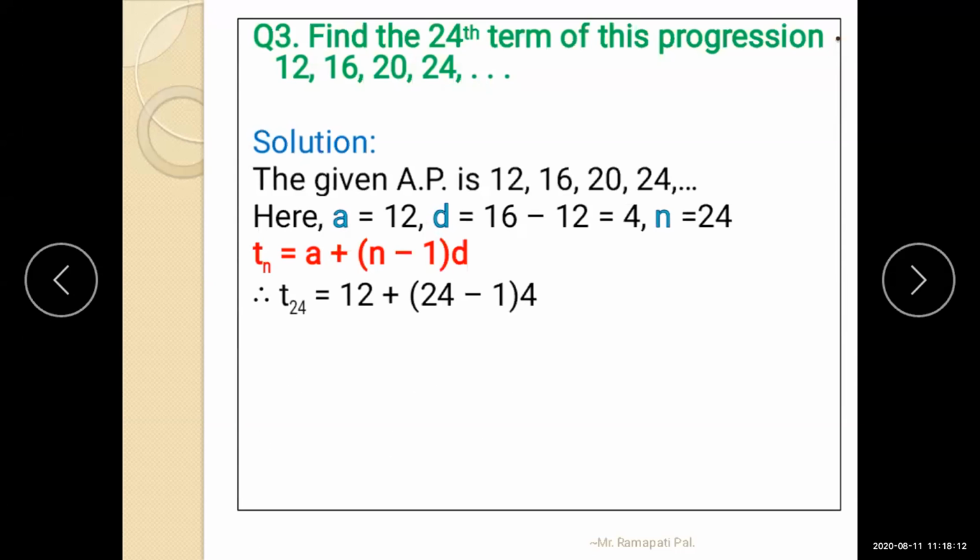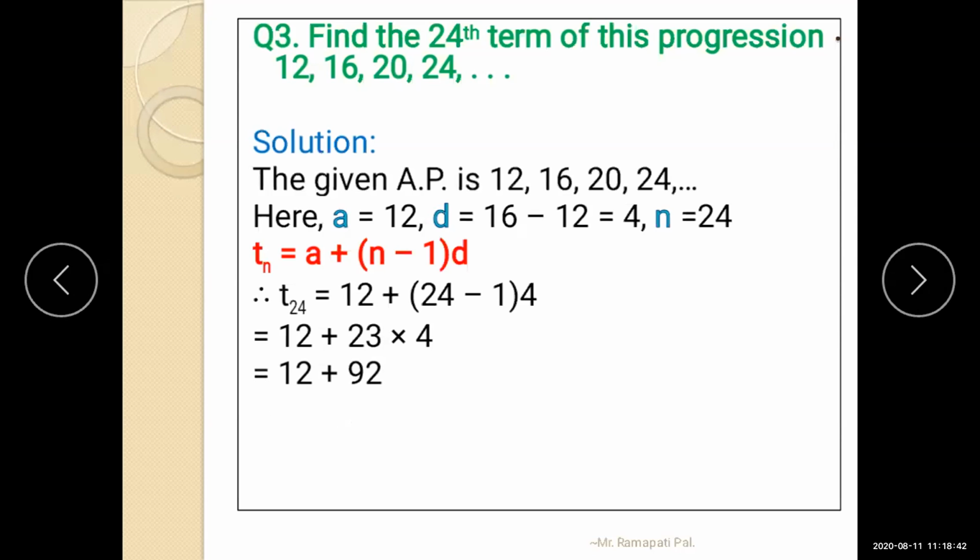T24 is equal to, now you know all the values of A, N and D. Now substitute those values in the formula. See, T24 is equal to 12 plus (24 minus 1) multiplied by 4. Is it clear? 24 minus 1 is 23. 23 into 4. So multiplication will be done first.